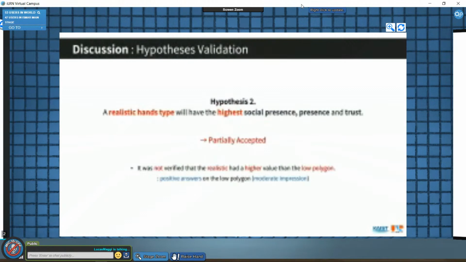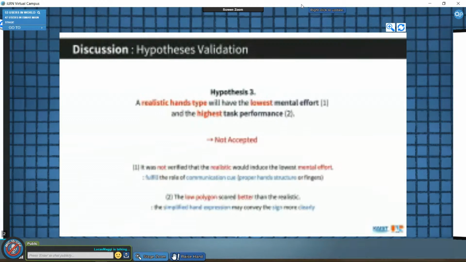The experimental results rejected our third hypothesis because of two reasons. First, it was not verified that the realistic would induce the least amount of non-polygon boards. And we speculated that it could be possible if the virtual hands could fulfill the role of a communication cue. Second, the low polygon scored better than the realistic in terms of the test completion time. As the participants' feedback indicated, the simplified low polygon's hand expression may more clearly convey the sign.